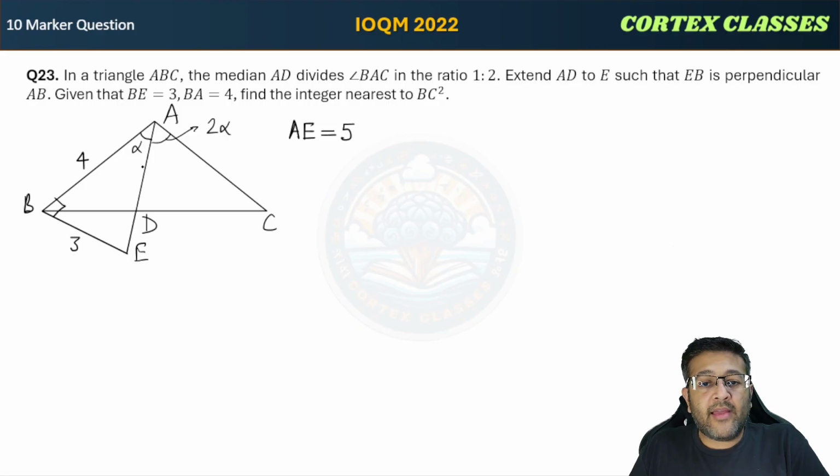So guys, for this angle alpha, we have to find the integer nearest to BC square. So our job is to find the length of BC, right? From here we got to know some values. In triangle ABE, we know the sides are 3 4 5, and the angle is alpha. So actually we can write the final angle: alpha should be 37 degrees, right? We know those values, 37 degrees and 53 degrees. But never mind, let's see if we need any of those values.